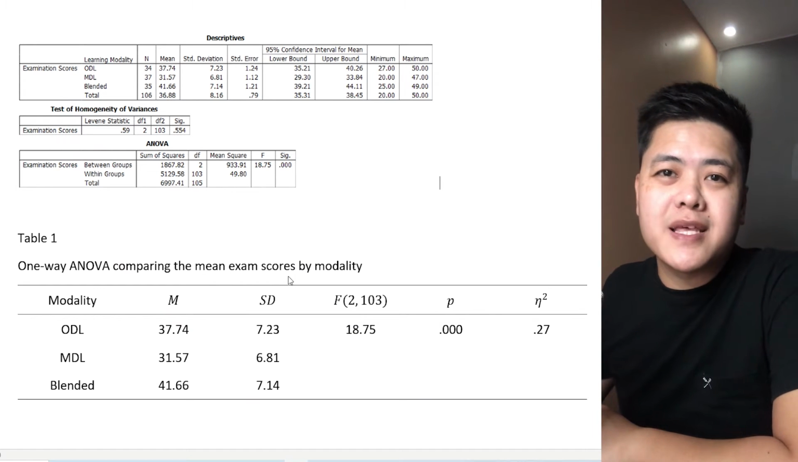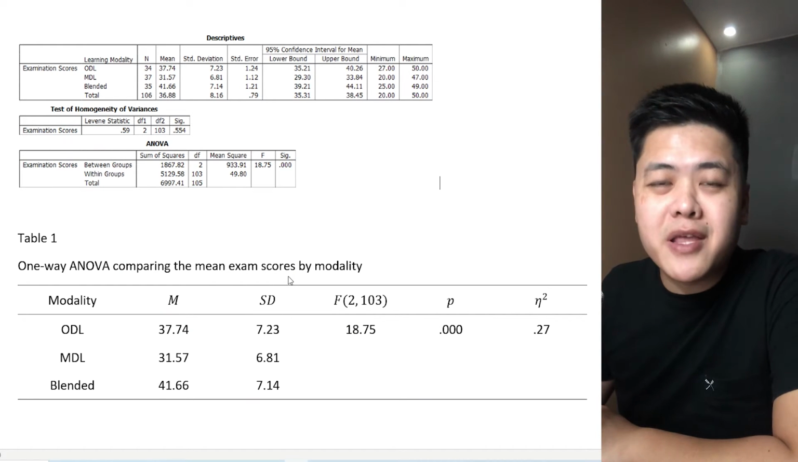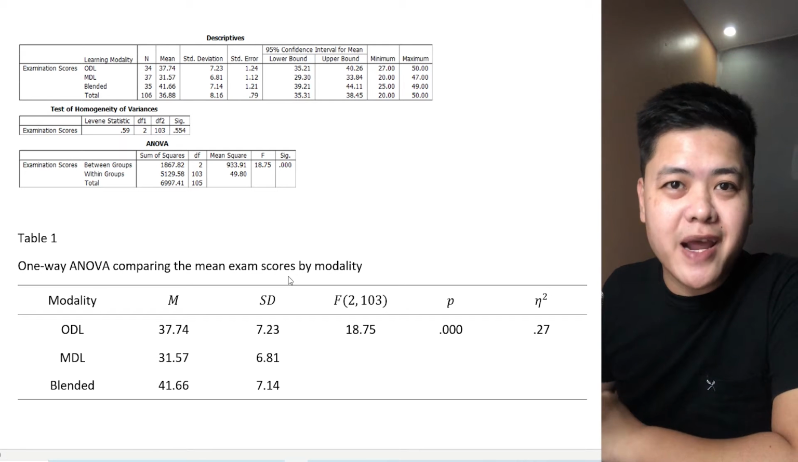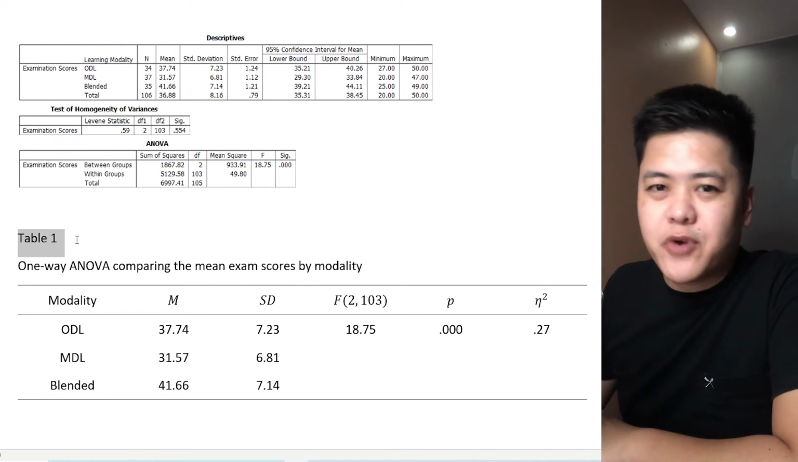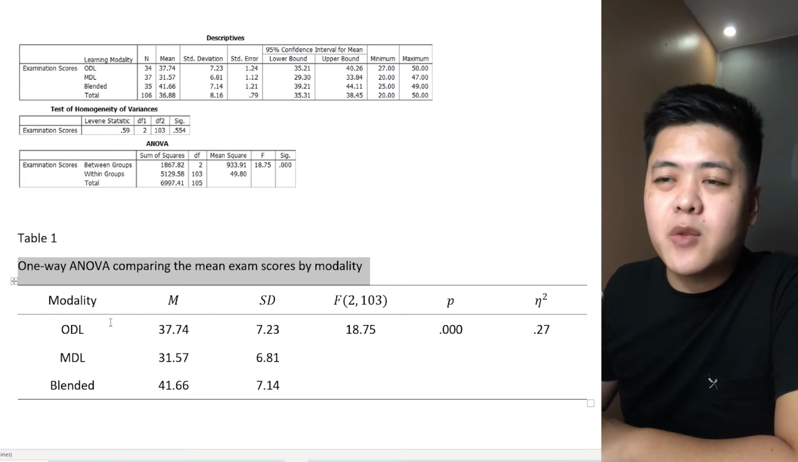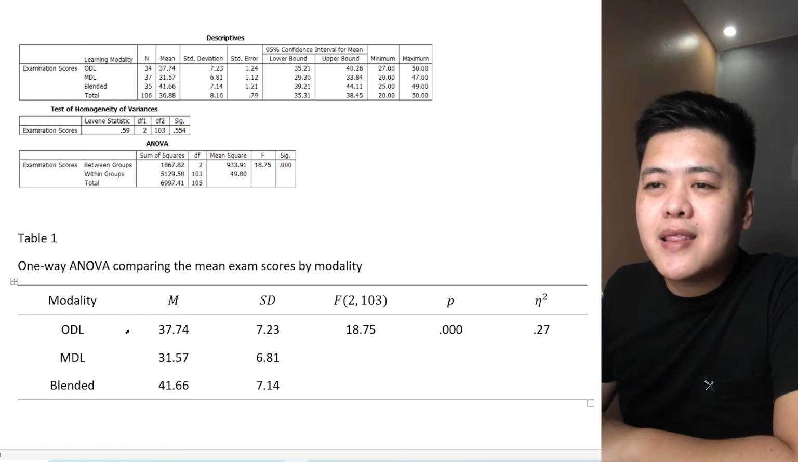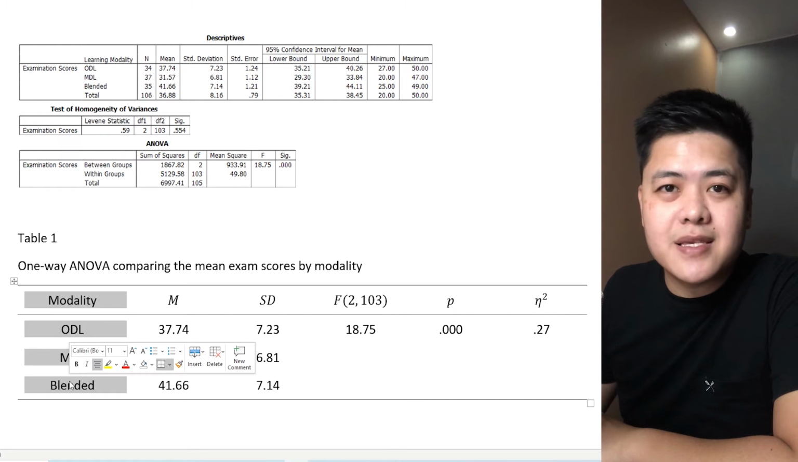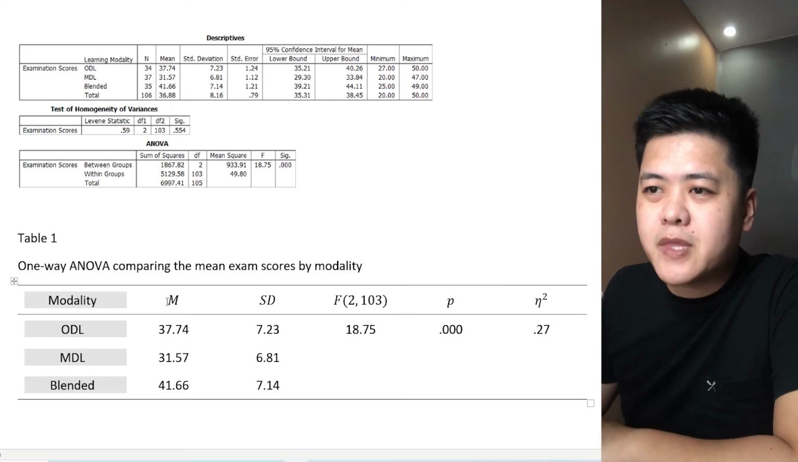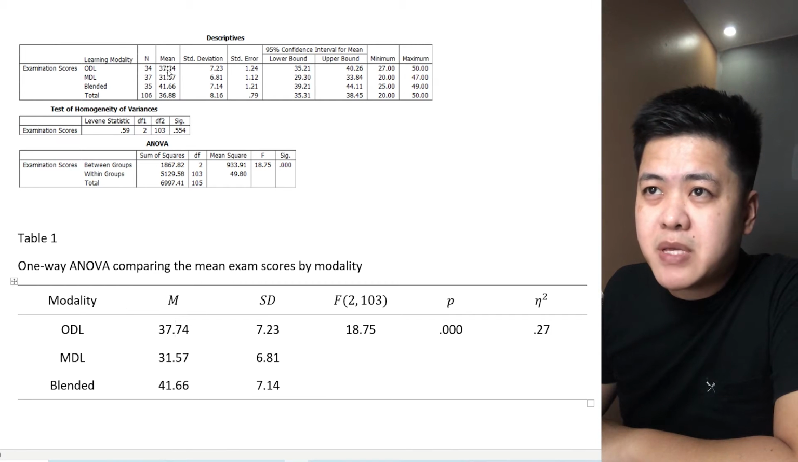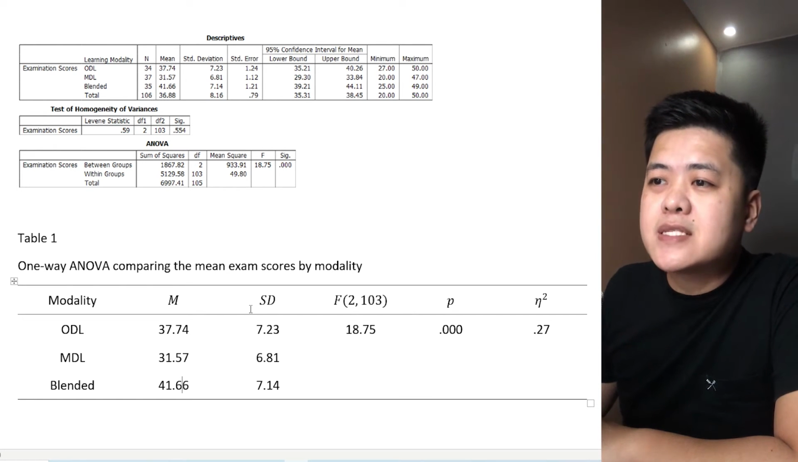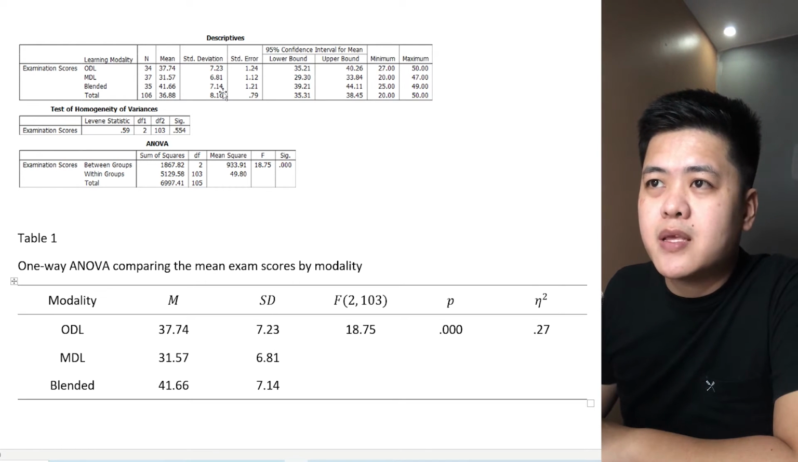We actually have all the data that we need for the table and for the textual analysis. Let's first write the table. So this, of course, is the table number and the title: one-way ANOVA comparing the mean exam scores by modality. And we have here all the three modalities that we talk about. The means are 37.74, 31.57, and 41.66. And then for the standard deviation, that's SD, we have 7.23, 6.81, and then 7.14.